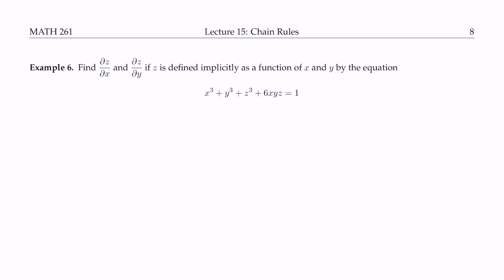Okay, so I'm going to apply this formula to some examples here. In example 6, you want to find partial z partial x and partial z partial y if z is defined implicitly as a function of x and y by the following equation. So there are two ways to approach this problem.